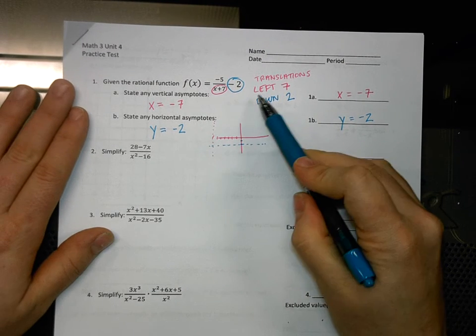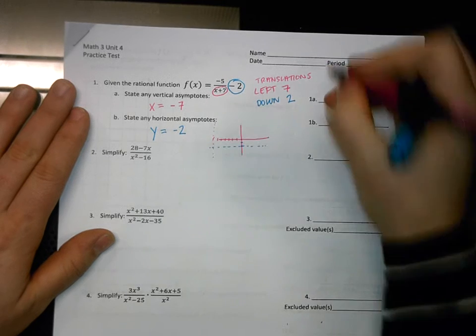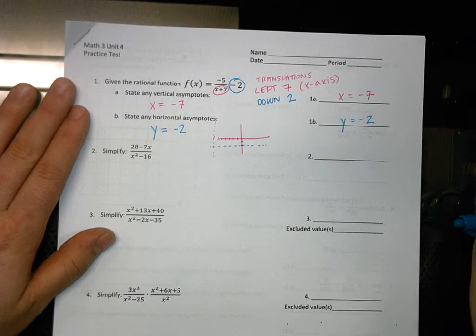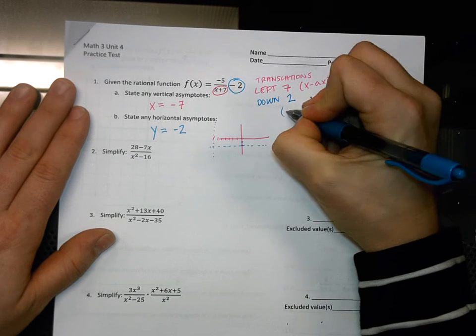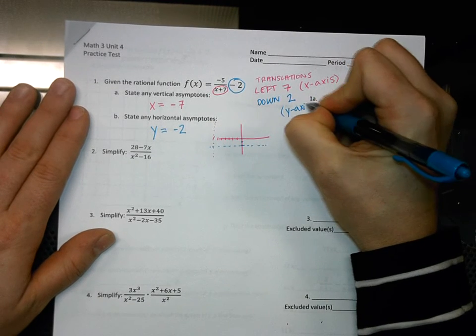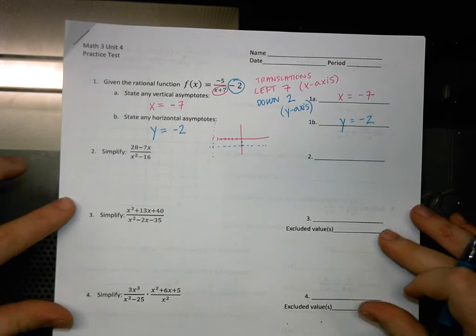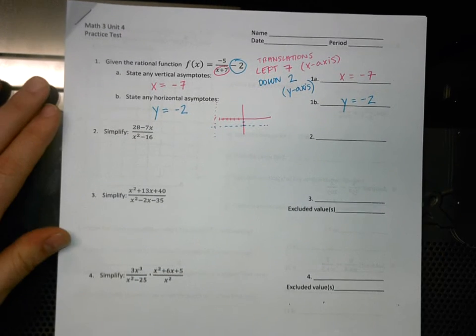So remember, left and right is your x value because your x-axis goes left and right. Up and down is your y value because your y-axis goes up and down. Does that make sense? All right. Questions about number 1? Okay, number 2.